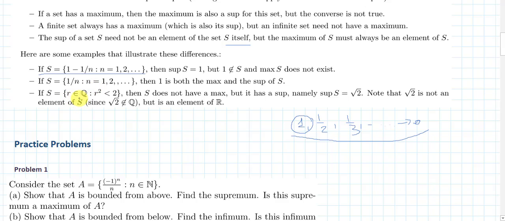And the next example: S is the set of rational numbers x such that x squared is less than 2. Then S doesn't have a maximum, but it has a supremum. The supremum of this set is square root of 2. But square root of 2 is not an element of S. It's not included in the set of rational numbers, but it's an element of R. So we can take square root of 2 as the supremum.